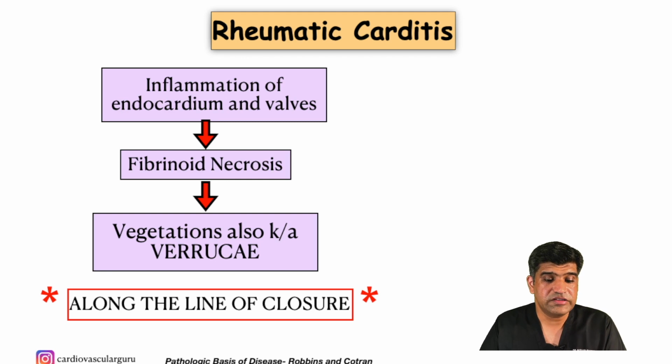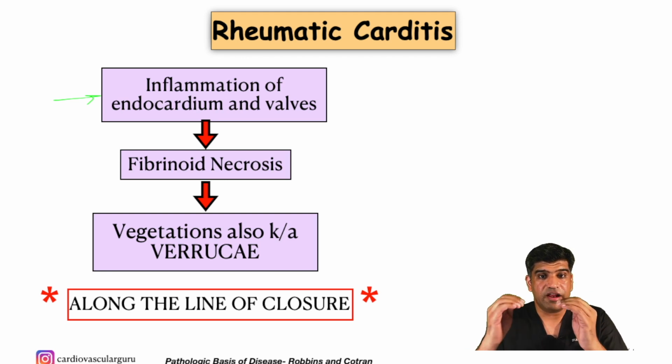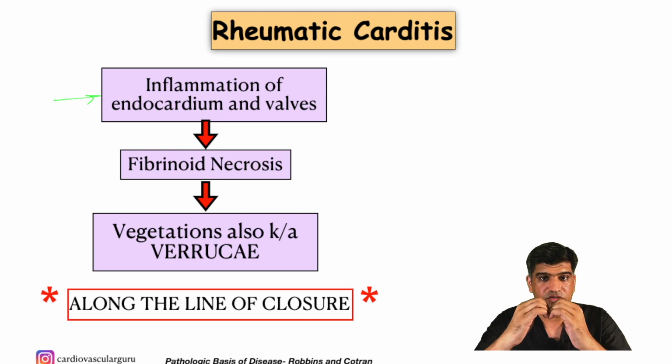So in rheumatic carditis, there is inflammation of the endocardium and the valves, followed by fibrinoid necrosis, and vegetations are formed which are known as verrucae. These are along the line of closure. What is the line of closure in the mitral valve? Where the anterior mitral and the posterior mitral leaflets meet at the time of closure. That is the line of closure. This is the line of closure.